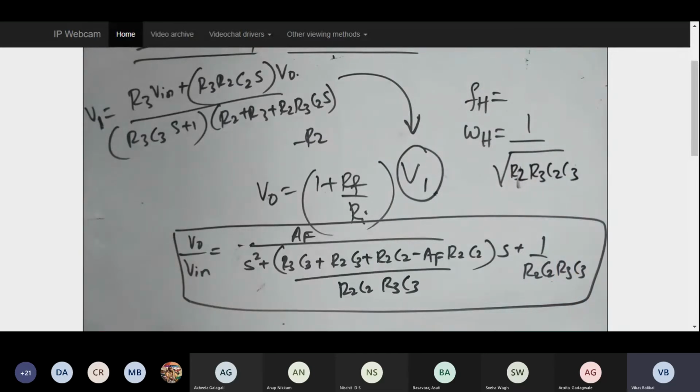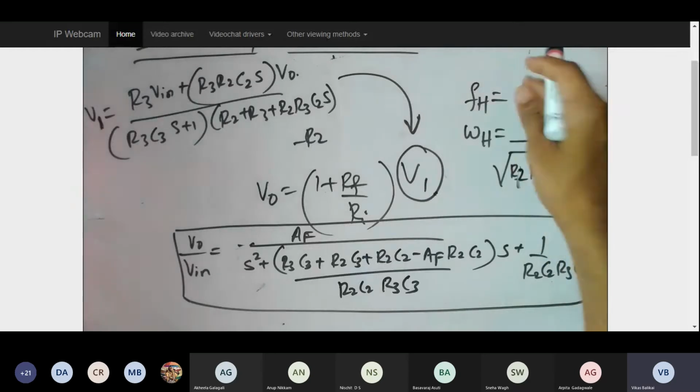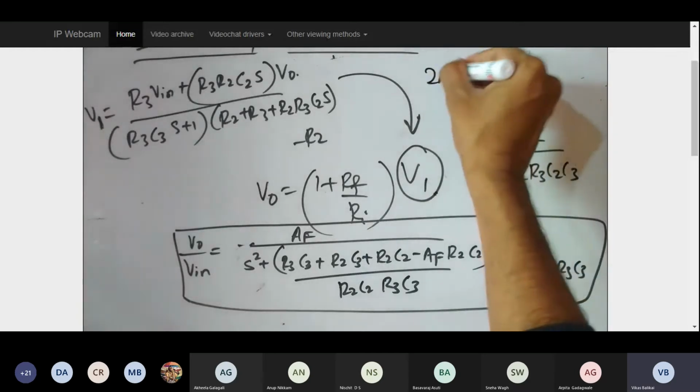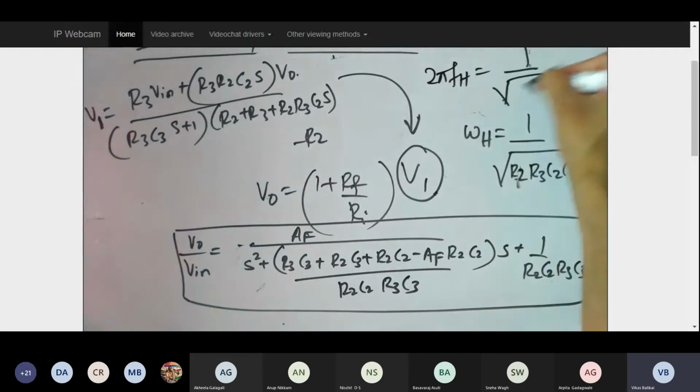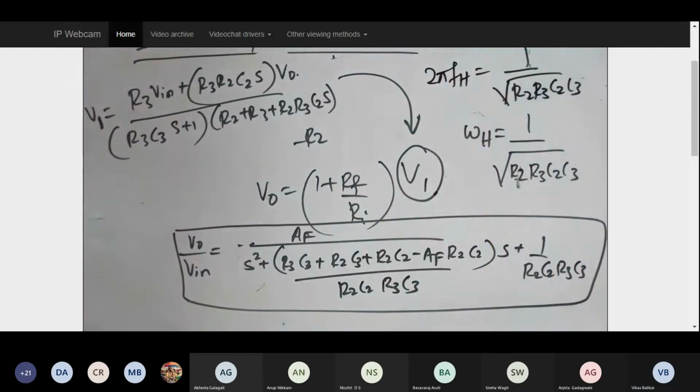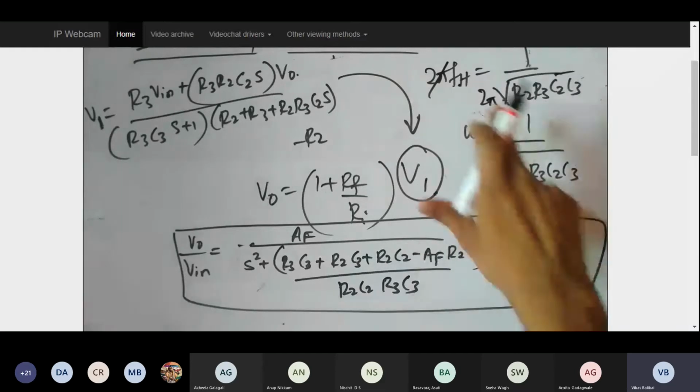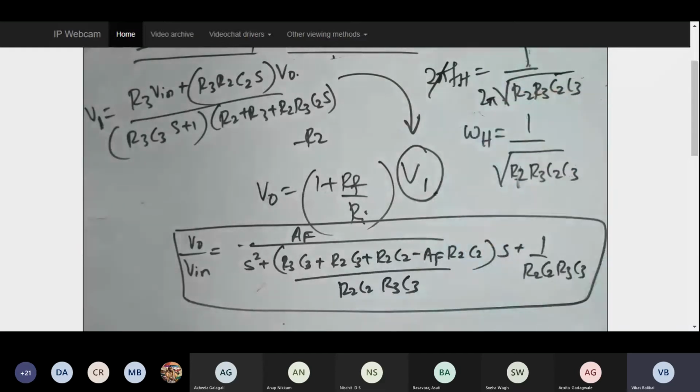Or in terms of fh, omega h is given by 2 pi fh is equal to 1 divided by under root of R2 R3 C2 C3. Or fh is given by 1 divided by 2 pi under root of R2 R3 C2 C3. And as you can remember, in the beginning I just showed you this equation only. So this is how the entire derivation for the second order low pass Butterworth filter goes.